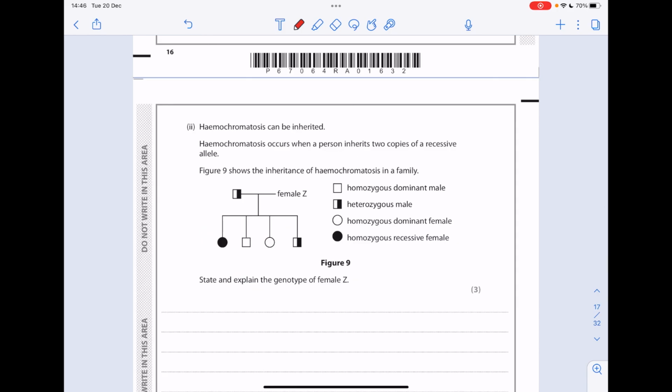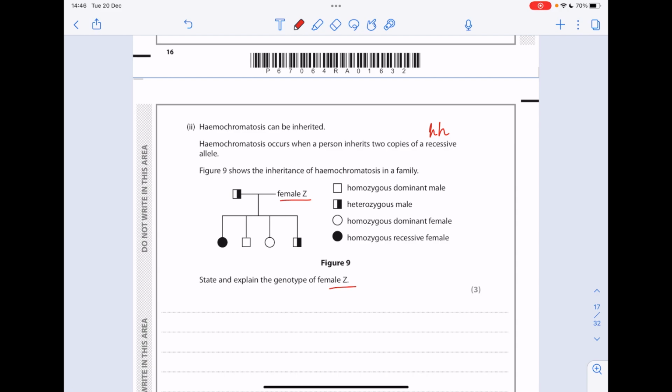Hemochromatosis can be inherited. It occurs when a person inherits 2 copies of a recessive allele, so you need that genotype to have the disease. Figure 9 shows the inheritance of this disease in a family. State and explain the genotype of female Z.